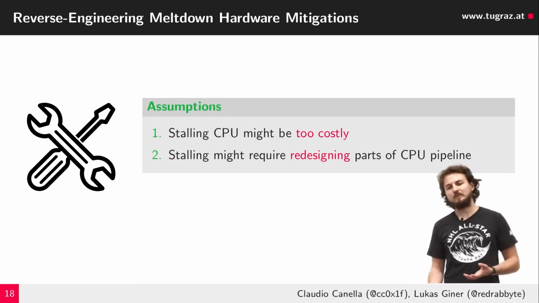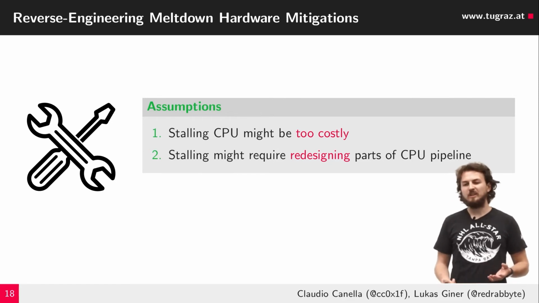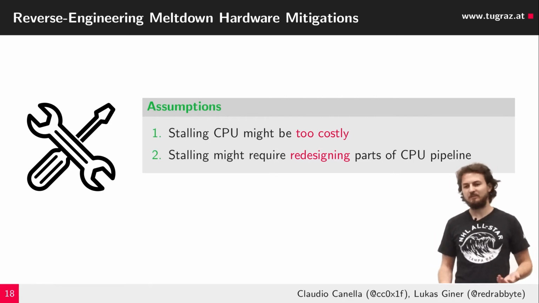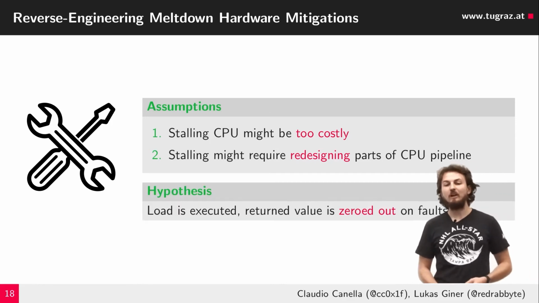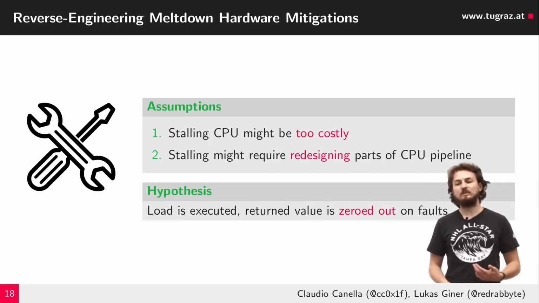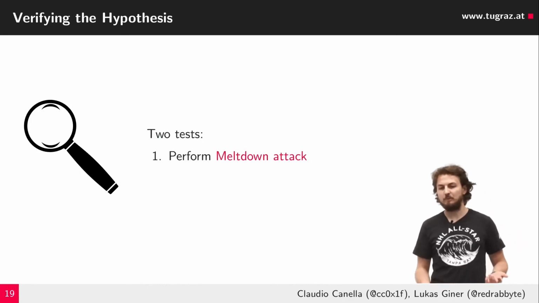And in the second assumption, we just say, okay, these hardware mitigations were available quite fast, so we assume that you need a lot of redesigning in the CPU pipeline, and you cannot do that easily because you need to verify that you don't break anything else. So our hypothesis is simply that the load is still executed, but the return value is simply zeroed out on a fault. And we wanted to verify this hypothesis, and we performed 2 tests.